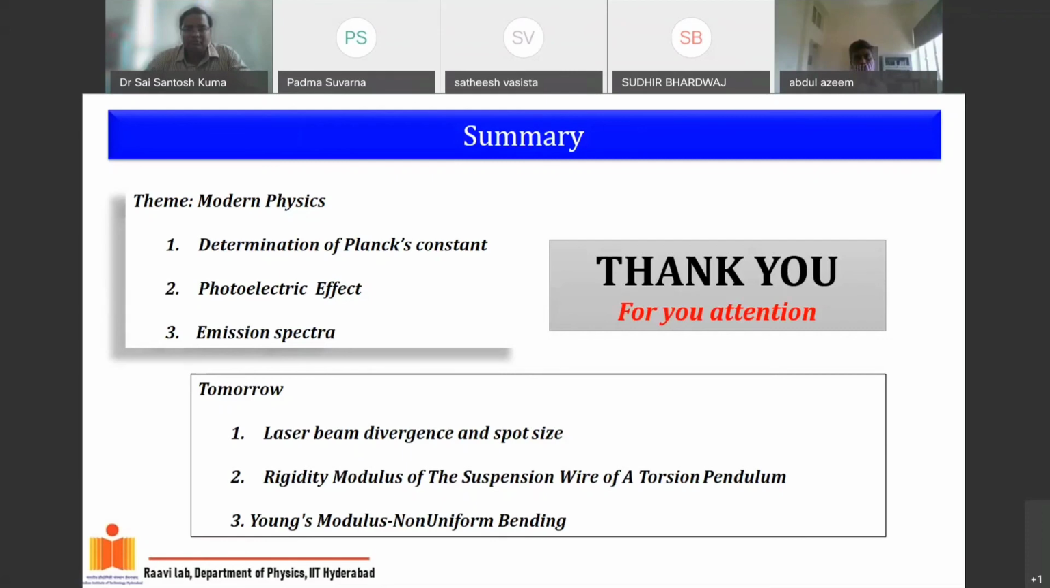I think there are some queries in the chat box. I request Dr. Sudhir Bharadwaj to present the queries. Thank you, sir. We have a few queries. Participants want to ask whether this graph is plotted manually or by simulator.